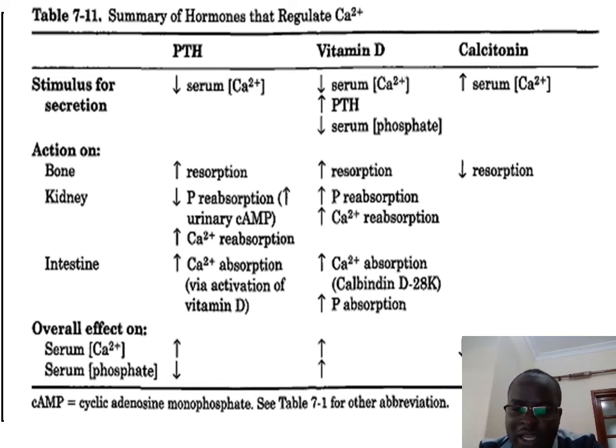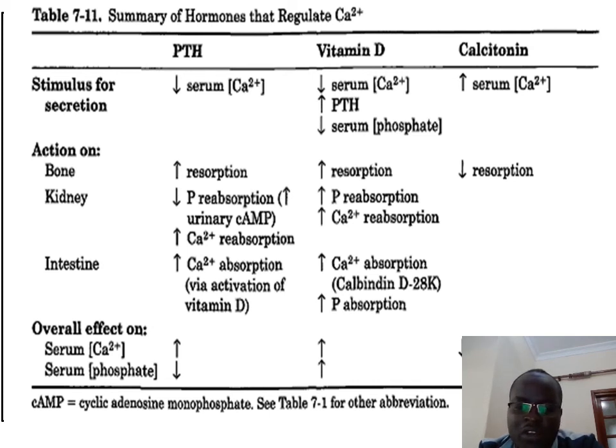So you can see that via the activation of vitamin D, it will increase calcium-binding protein. The calcium-binding protein is the one that is facilitating absorption of calcium. Then it will increase alkaline phosphatase enzymes that are involved in absorption of phosphates.